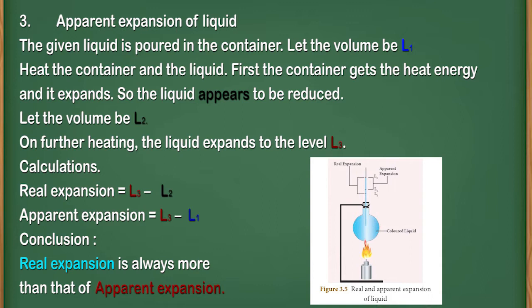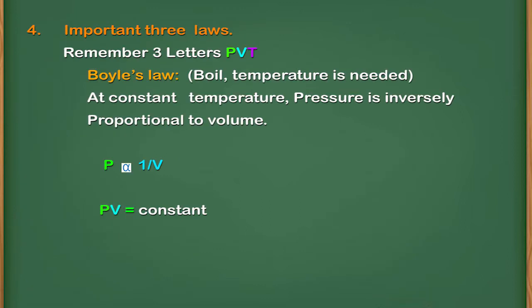Now the calculations. Real expansion is equal to L3 minus L2. Apparent expansion is equal to L3 minus L1. These L1, L2 and L3 are marked in the picture also. You can see it. Then conclusion: real expansion is always more than that of apparent expansion. This is also one more question. Please note it. Then next one, important three laws.